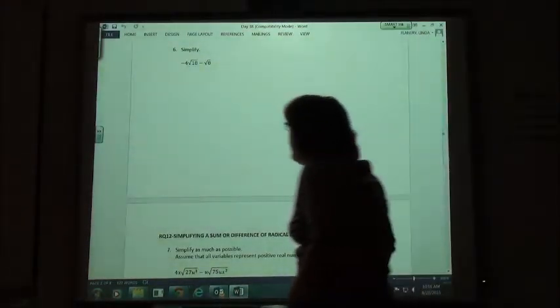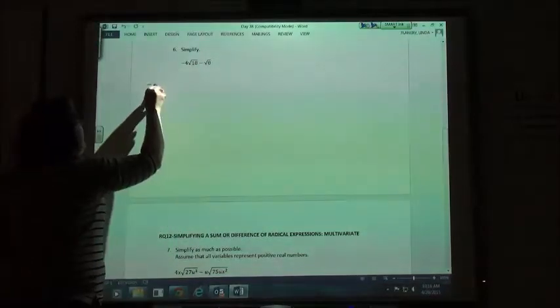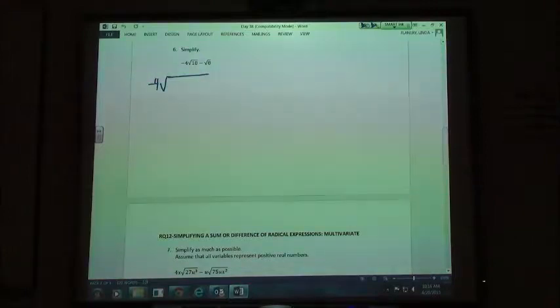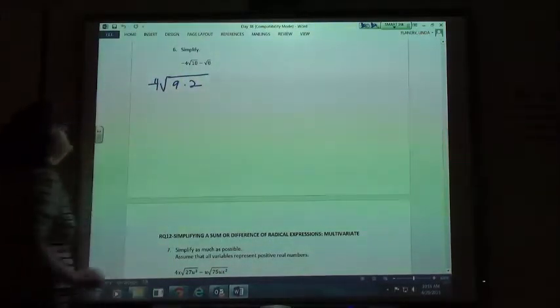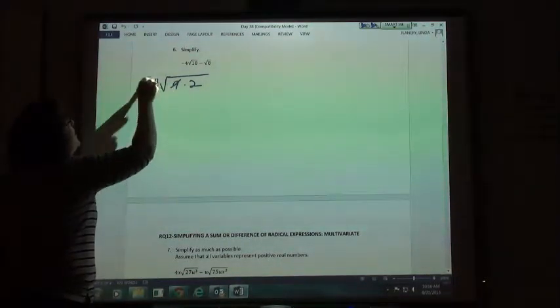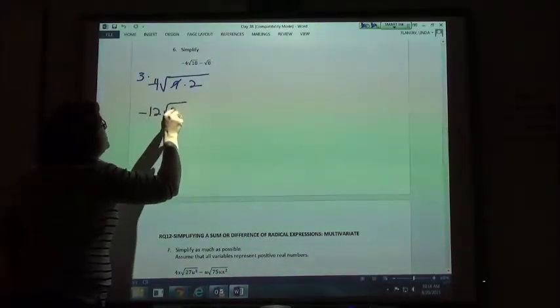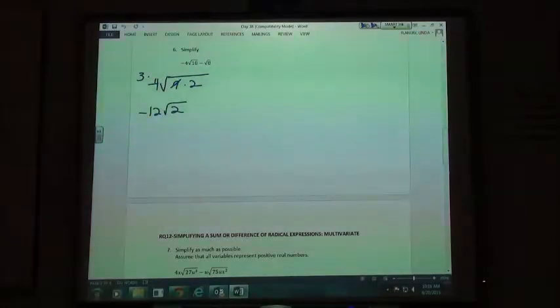Number 6, same kind of thing then. I have negative 4 times the square root of 18. 18 is not a perfect square. I want the biggest perfect square that goes into 18, so I want to use 9 times 2. If I use 6 and 3, neither of those are perfect squares, so I wouldn't be able to do anything with it. So square root of 9 is 3. So 3 times my negative 4 in front gives me negative 12, square root of 2 then, right?